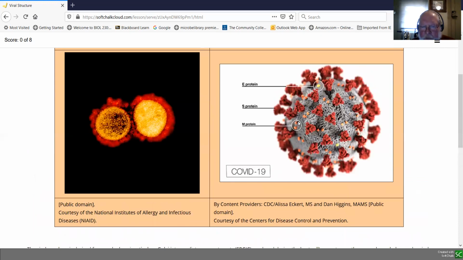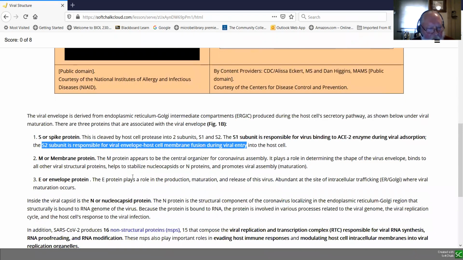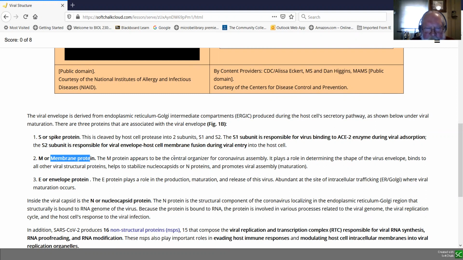The M protein in the envelope stands for membrane protein. This appears to be a central organizer for coronavirus assembly. It helps determine the shape of the viral envelope. It binds to other viral structural proteins. It helps to stabilize the nucleocapsid N proteins, which we'll mention down below, and helps promote viral assembly or maturation. So it plays a number of important roles in the assembly and maturation of the virus.